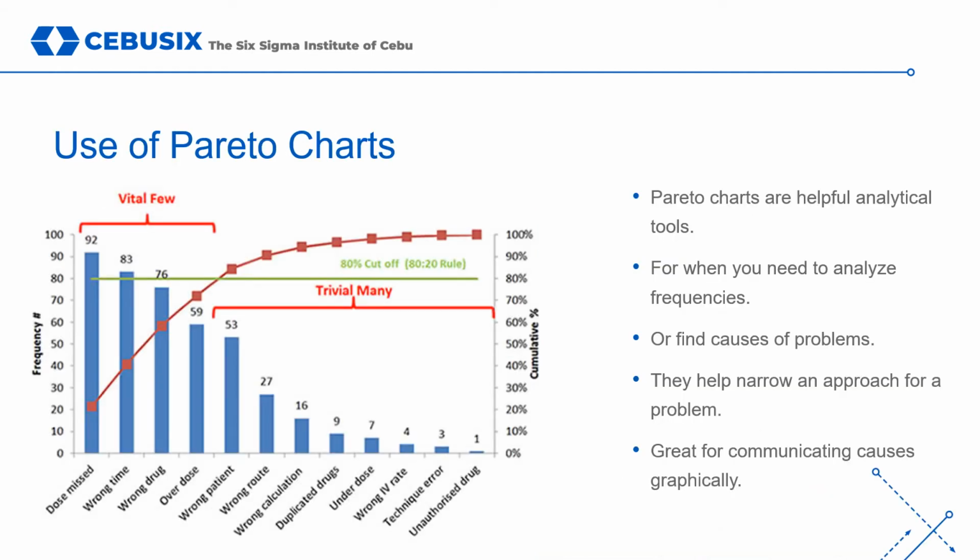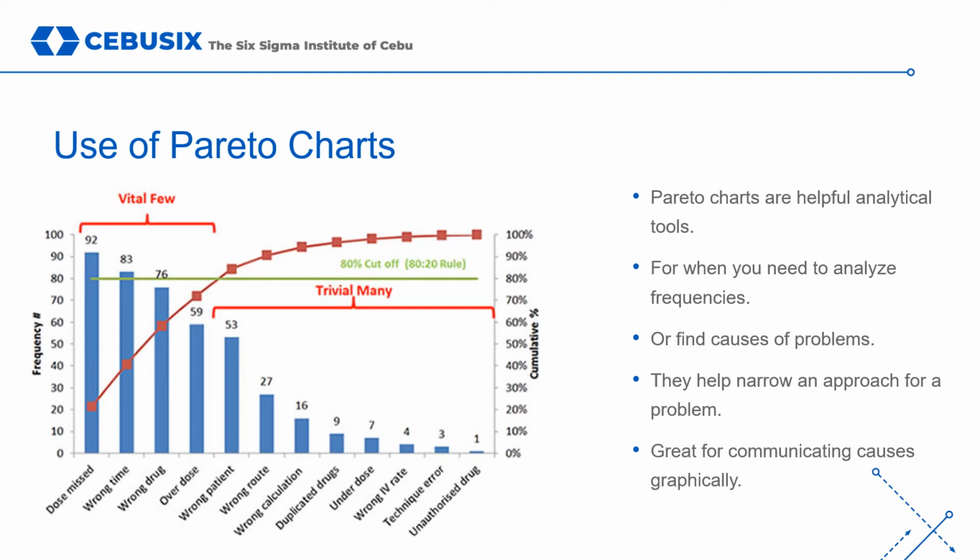Pareto charts are helpful analytical tools when you need to analyze frequencies or causes of problems. They also help narrow an approach for a problem that has many causes or is too broad to address in a single improvement project. Like the claims denial example that we discussed in the book, you can find a single cause to work on that can yield large results across the entire process.